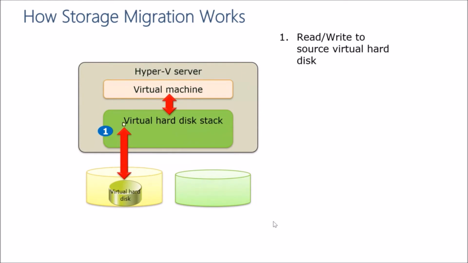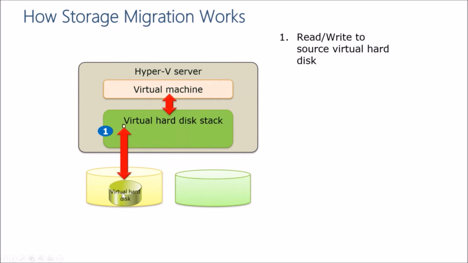Okay, so when we're talking about storage migration, that means we're migrating or moving the storage, the virtual hard disks. So here's the Hyper-V server, here's the virtual machine, and obviously the virtual machine, as it's functioning, needs to read and write to the virtual hard disk, like the hard drives, and it uses the virtual hard disk stack to read and write. So you can see this dot bouncing up and down. That's basically the reading and writing. Okay, so no problems. This is working normally. While it's running, it's reading and writing to and from the virtual hard disks.